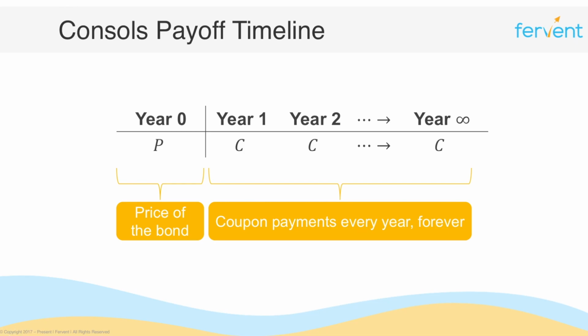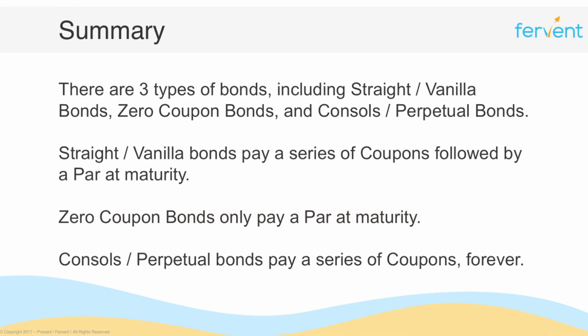Hopefully that makes sense. In summary, we learned that there are 3 types of bonds, including straight or vanilla bonds, zero coupon bonds, as well as consols, aka perpetual bonds. We learned that straight or vanilla bonds are those that pay a series of coupons followed by a par at maturity. Remember, this is the kind of bond that pays the interest as well as the lump sum. Then we learned that zero coupon bonds, or ZCBs, only pay a par at maturity. Again, this is the kind of bond that only pays the lump sum. Finally, we learned that consols, aka perpetual bonds, pay a series of coupons forever. Of course, this is the bond that only pays interest, so it never pays a par.